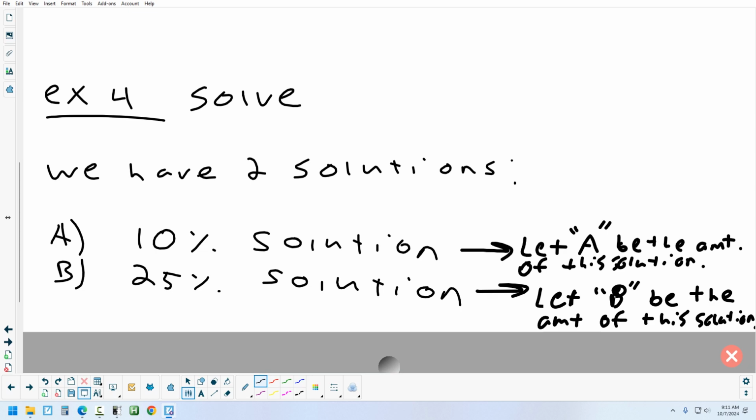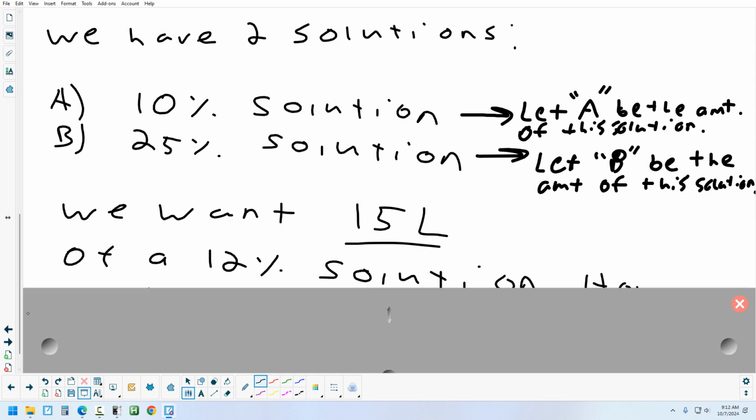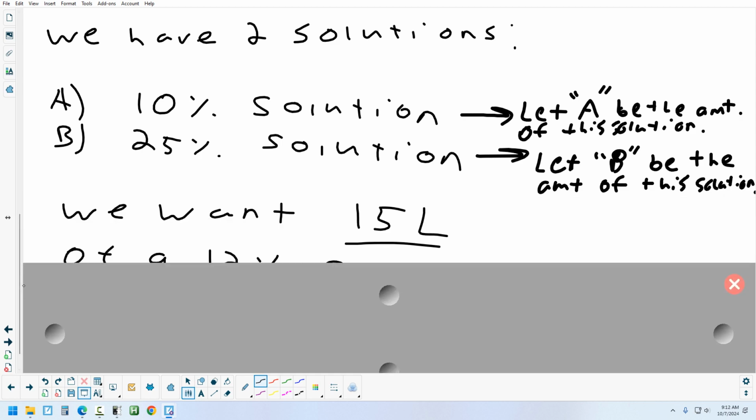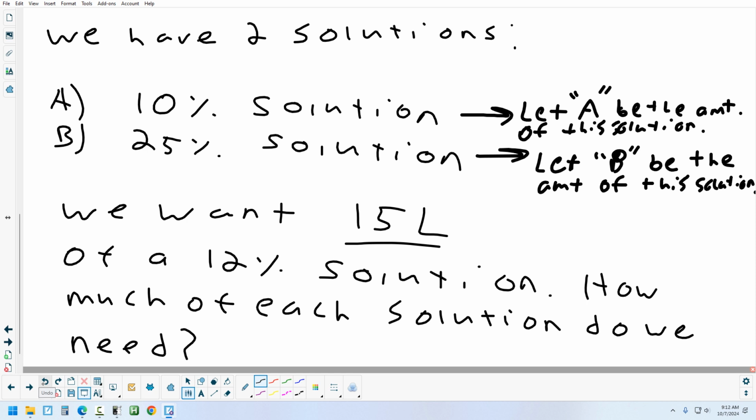So A will be the amount that we use of the first solution, and B will be the amount that we use of the second solution. Okay, when we mix the two solutions together, I want to end up with 15 liters. That's the amount of stuff that I want to have. And I want the solution to be 12%.